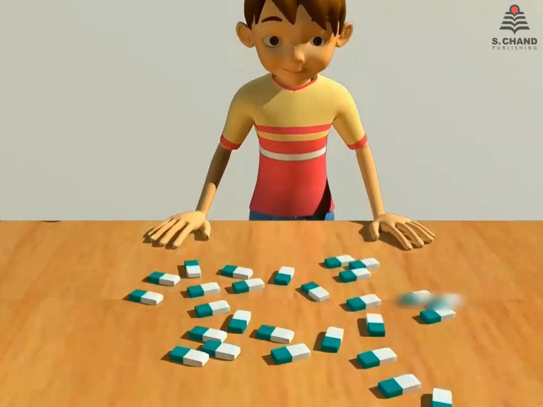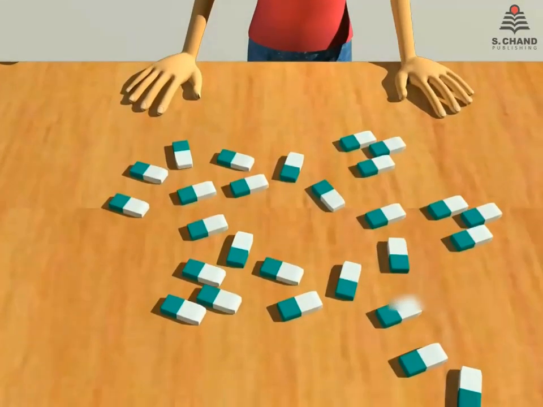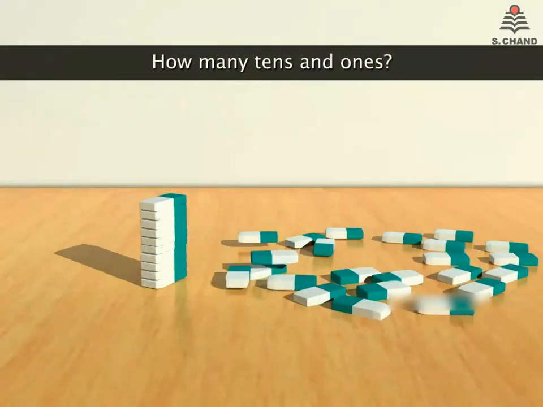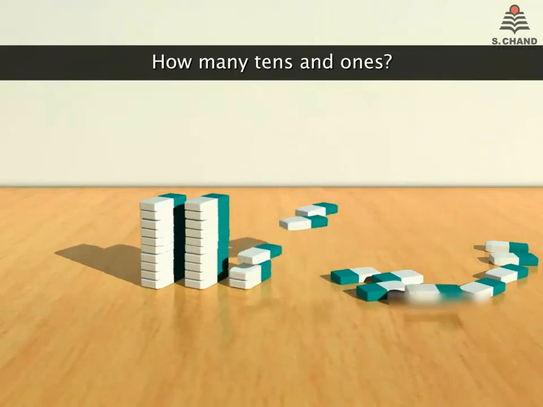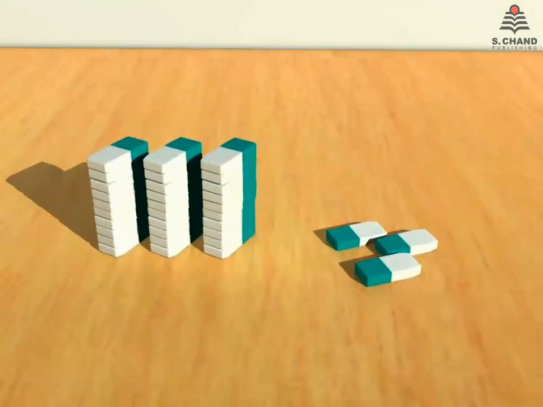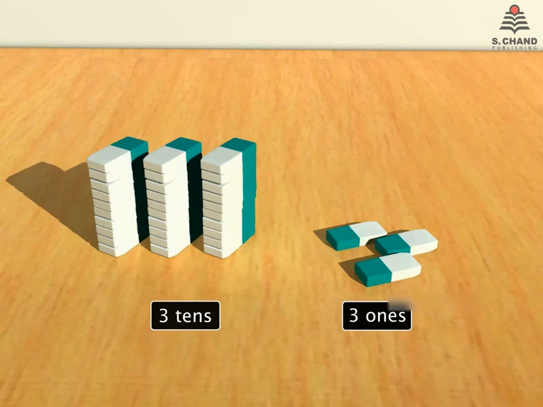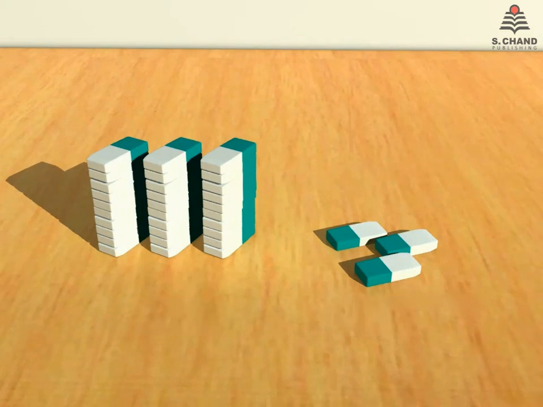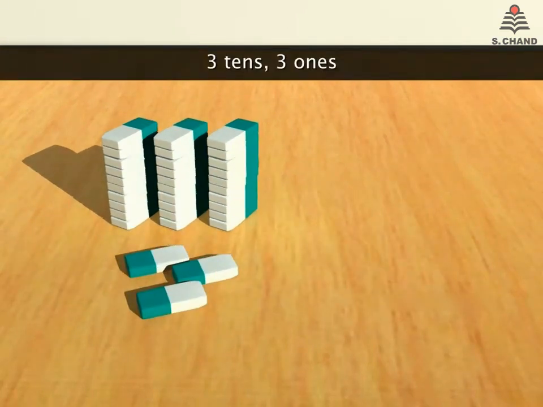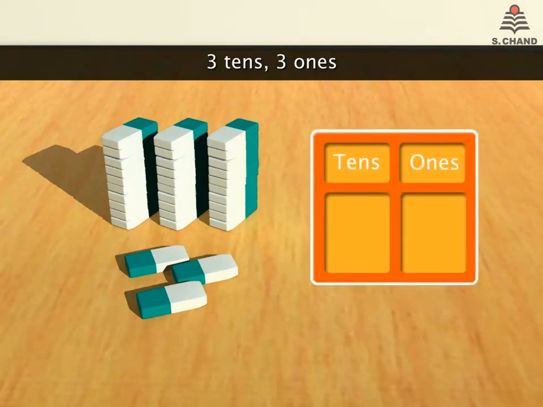Next, let's count the erasers. How many tens and ones are there? There are 3 tens and 3 ones. What number is 3 tens and 3 ones? 3 tens and 3 ones make 33. So, there are 33 erasers in all.